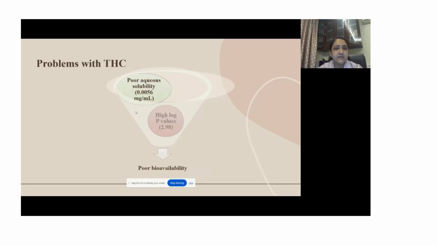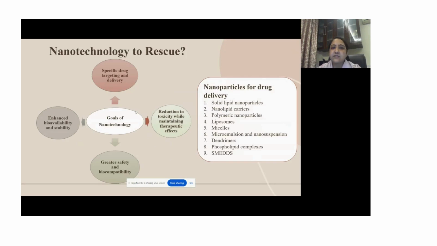I have selected the drug tetrahydrocurcumin, that is THC, but it also has some limitations like poor aqueous solubility, that is 0.0056 microgram per ml, and it has a high log P value, that is 2.98, while curcumin has 3.27. There are also poor bioavailability issues. So I have made nanoparticles of THC. I have selected the approach of nanotechnology because nanotechnology has a specific drug targeting effect, and with the help of nanotechnology we can enhance the bioavailability and stabilize our molecule.